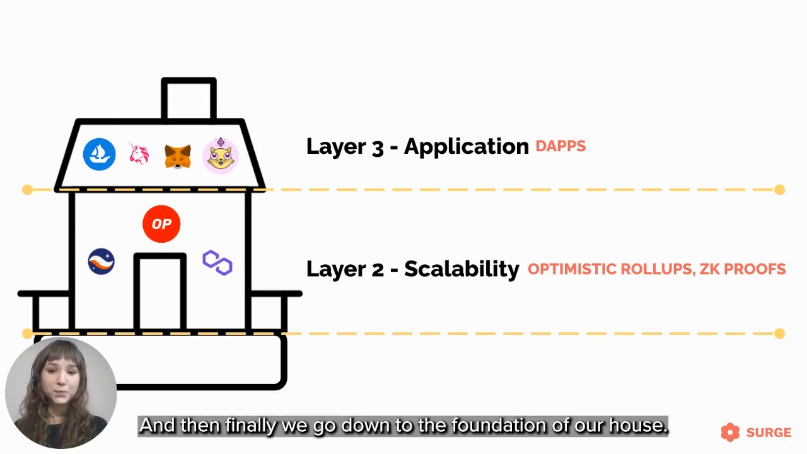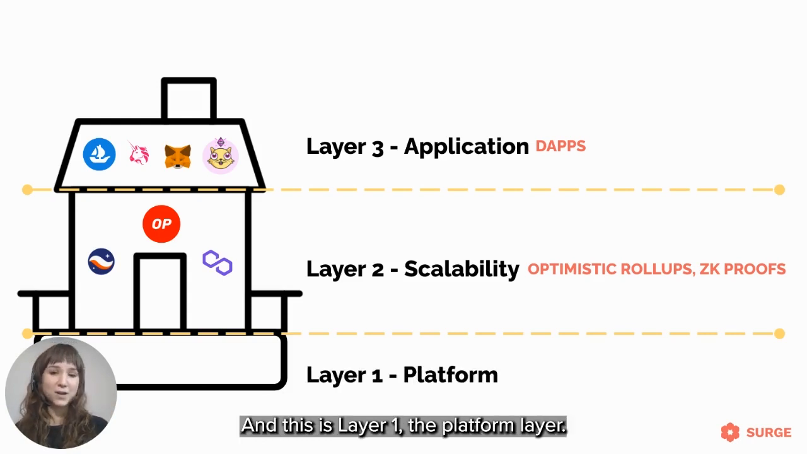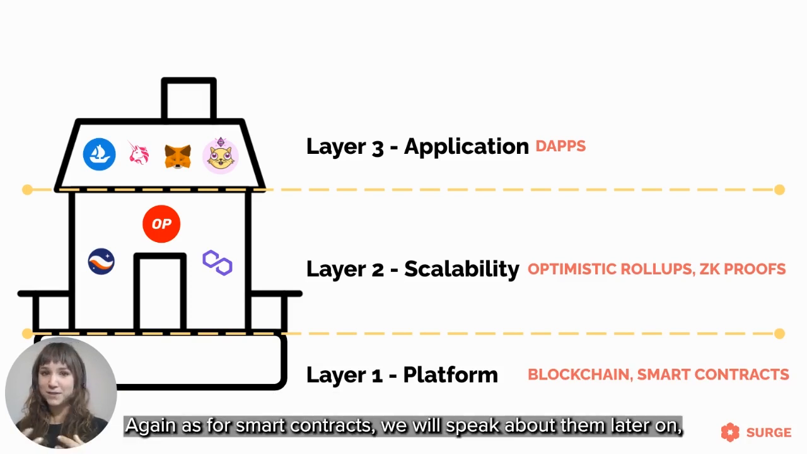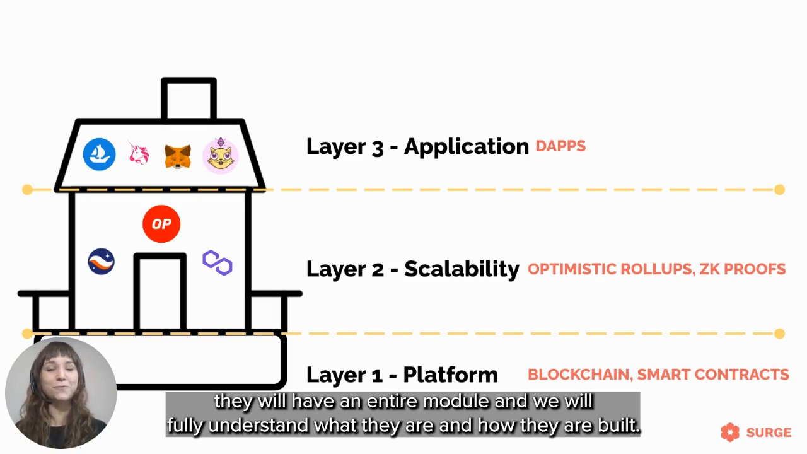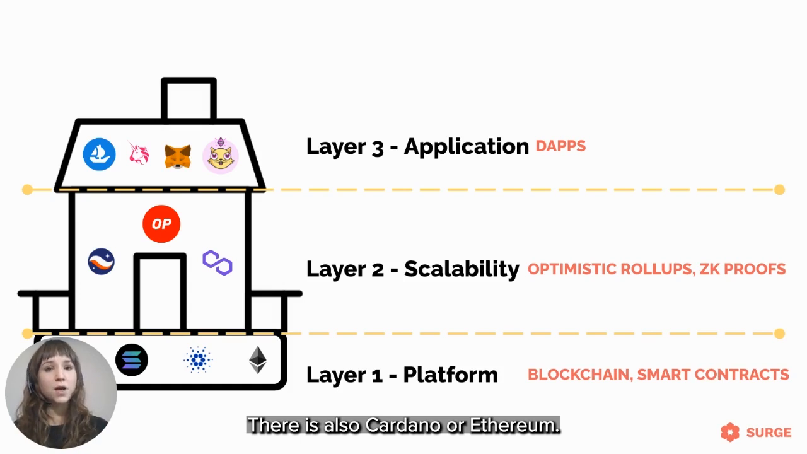And then finally, we go down to the foundation of our house. Without that foundation, we cannot actually build the house at all. And this is layer 1, the platform layer, the place where blockchains live and also smart contracts are stored. Again, as for smart contracts, we will speak about them later on. They will have an entire module and we will fully understand what they are and how they are built. In terms of examples, we already spoke about Solana. There is also Cardano or Ethereum.